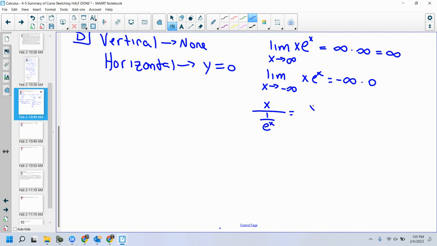Okay, so let's reduce that. That's x over e to the negative x. And what we're doing here is we're taking the limit as x goes to negative infinity of x over e to the negative x.